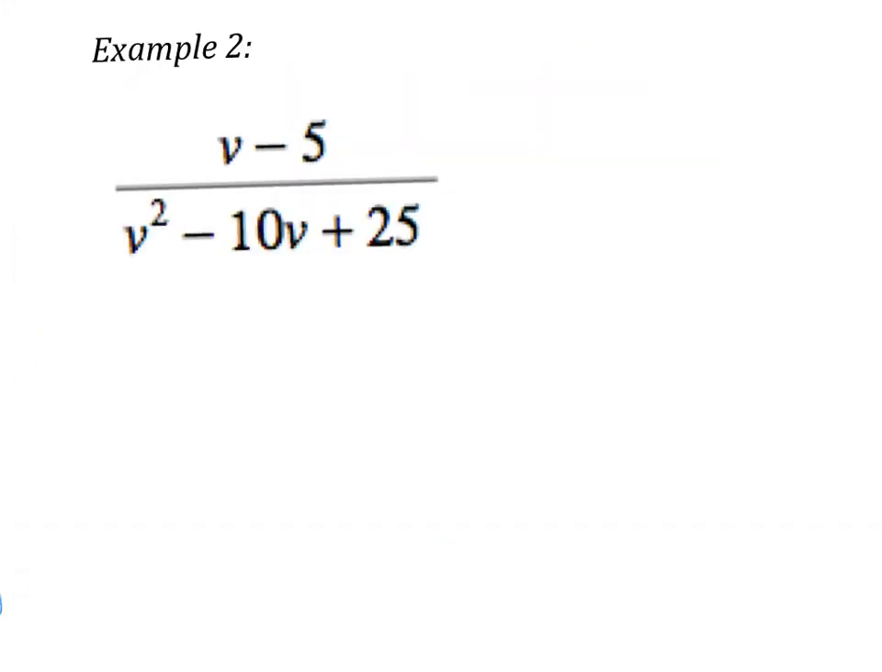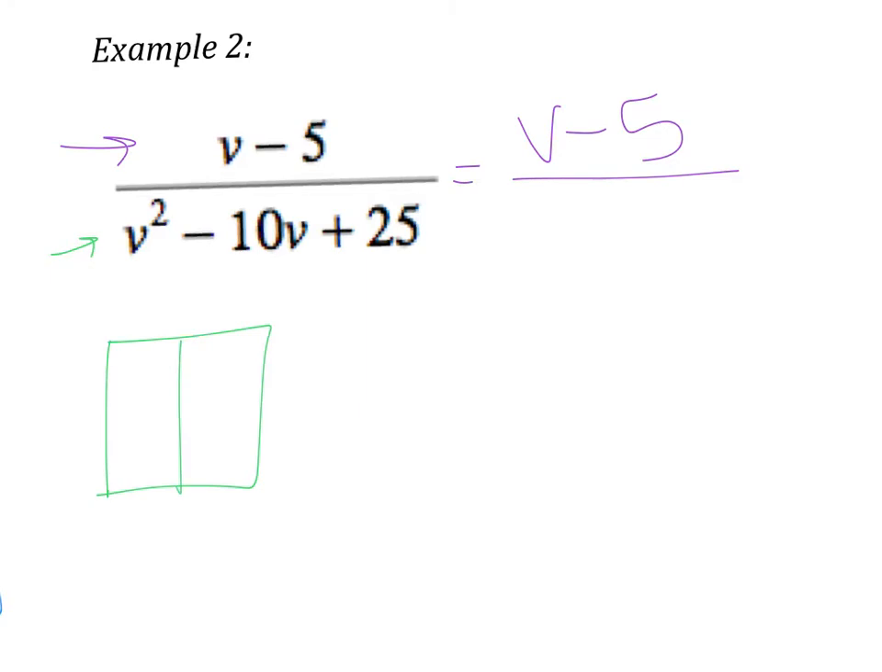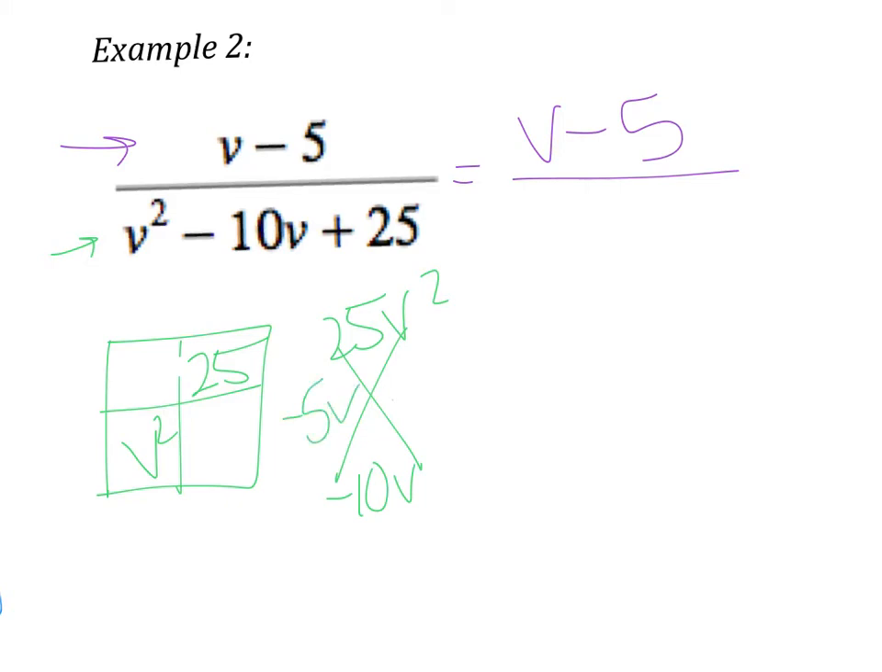Taking a look at example 2, again we're going to focus on the numerator first, v minus 5, which is already factored out. We can't do anything else with that, so it's going to stay the same. But the denominator is a quadratic expression, and there is no GCF besides a 1, so we're going to start with our rectangle and our diamond. We've had a lot of practice working with these. So we need two numbers that multiply to give us 25v squared, but add to give us negative 10v. So that's going to be a negative 5v and a negative 5v.